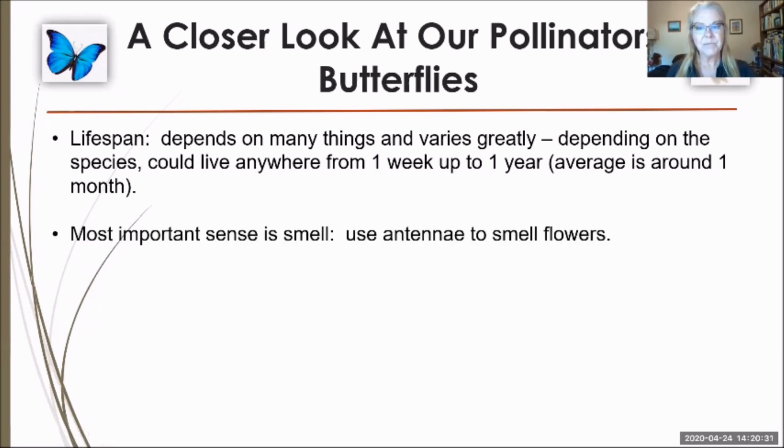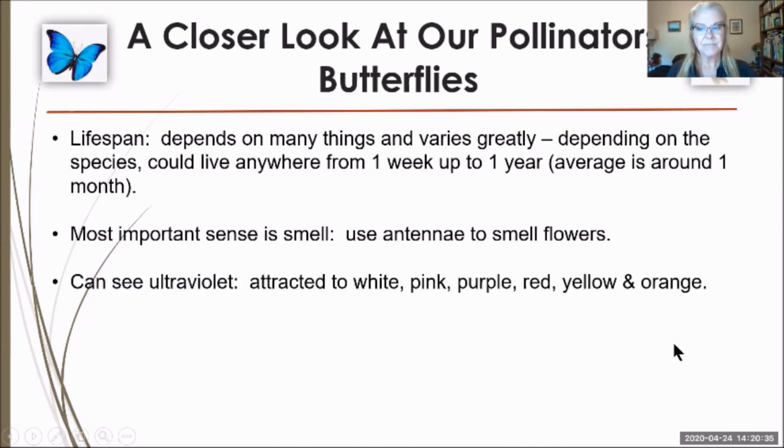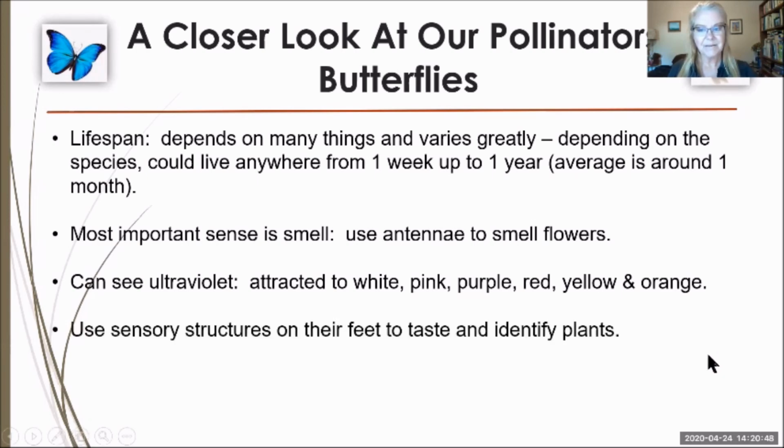Their most important sense is smell, and they use their antenna to smell flowers. They can see ultraviolet light. They're attracted to white, pink, purple, red, yellow, and orange. So they have a really good sense of smell and sight. They use sensory structures on their feet to taste and identify plants. And for hearing, they feel vibration.